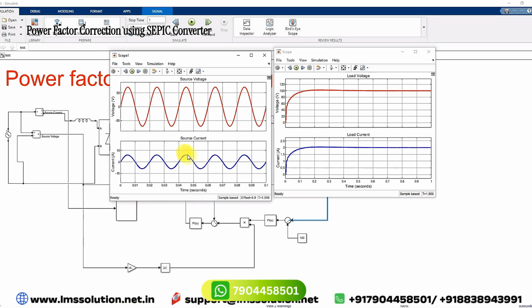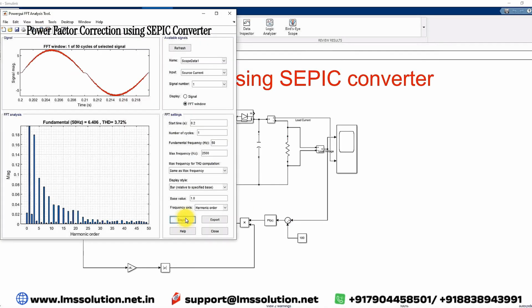So here you can see that the source voltage and source current are in phase. Both are in phase. That means the power factor is almost unity. So next you have to check the THD of the source current. Here I'm going to check the THD. Here you can see the THD is around 3.72%.